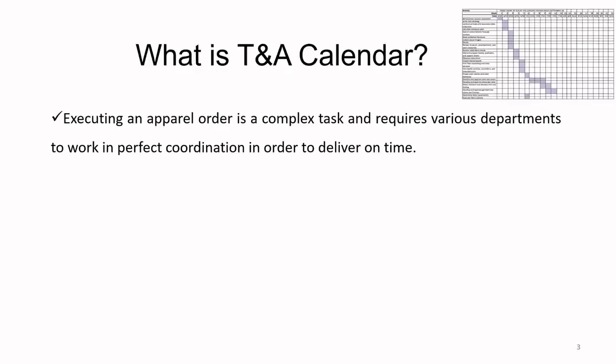So for example, from this calendar, we can see that for a particular order, when will the fabric be ordered, and on which date it is expected to be delivered into the factory. When will the production start, and on which date the production is going to end. And in between, when is the finishing going to begin, and on which date the finishing is going to end. That is essentially a time and action calendar.